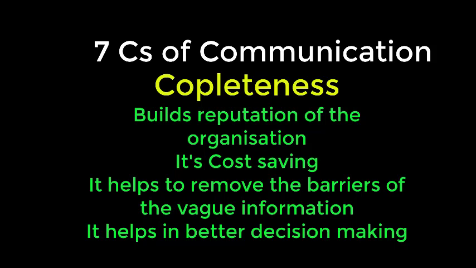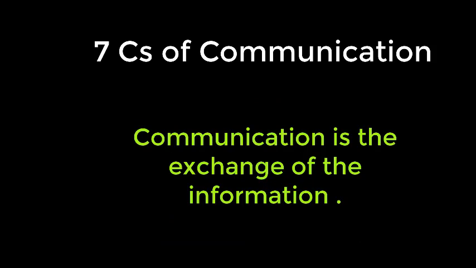So these are the 7 C's of communication. Once again, we will repeat them. What is communication? Communication is the exchange of information from sender to receiver, and in the form of feedback from receiver to the sender. So the communication can be one way and two way.